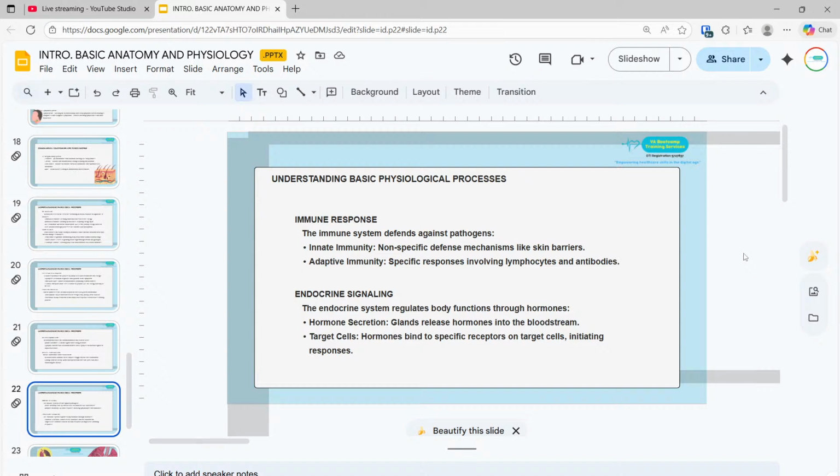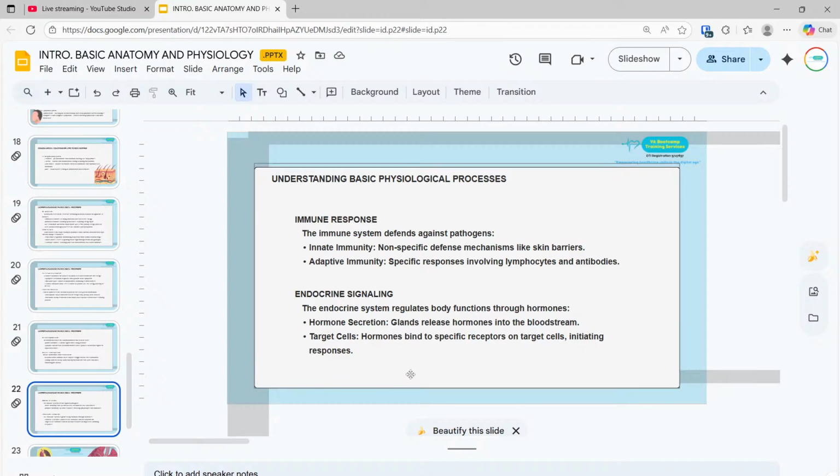All right. So another very important physiological process is the immune response. The immune system defends against pathogens. So what are these immunity responses? We have innate immunity. These are non-specific defense mechanisms like skin barriers. And when we say adaptive immunity, these are specific responses involving lymphocytes and antibodies.